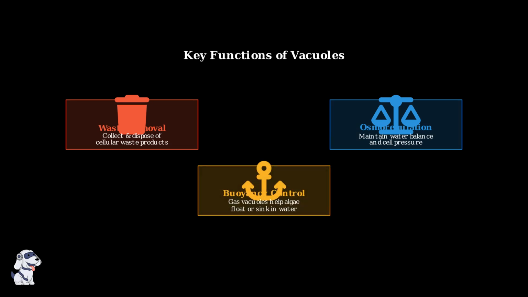Vacuoles perform three critical functions in algal cells. First, waste removal. They collect and dispose of cellular waste products. Second, osmoregulation. They help maintain proper water balance within the cell. Third, in the case of gas vacuoles, they provide buoyancy control.